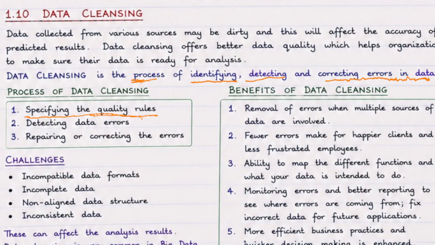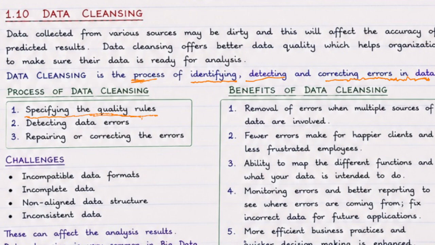Now number 2 is detecting data errors. So others that don't fit into that height range are being sorted out. Yes, you've taken their data, but they now need to be sorted out. So that's detecting data errors and repairing or correcting the errors. These are the ones that we want to work on, and these are the ones that we have to let go. Okay, so that is the process of data cleansing.